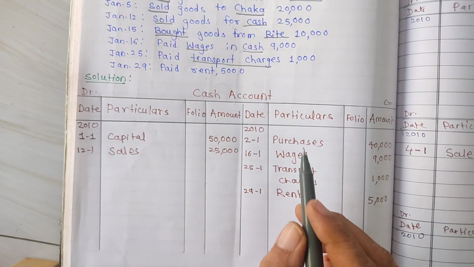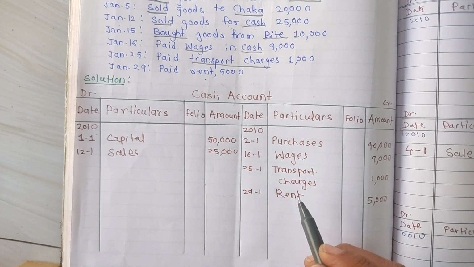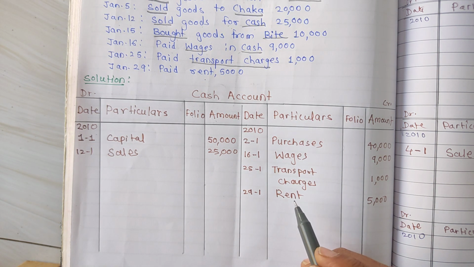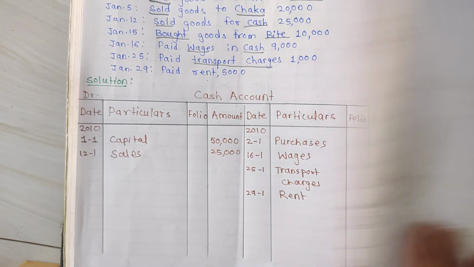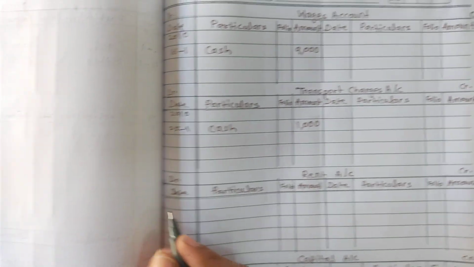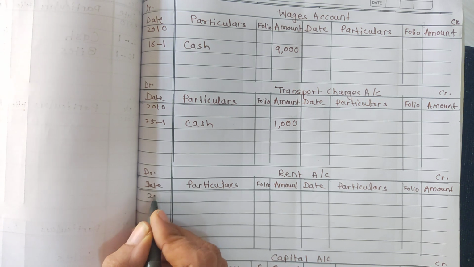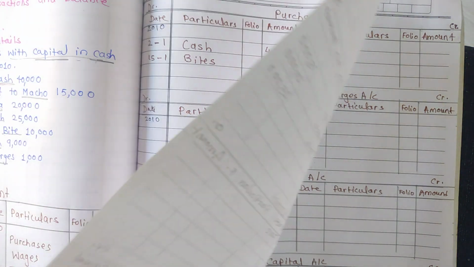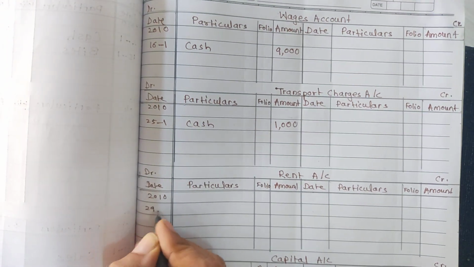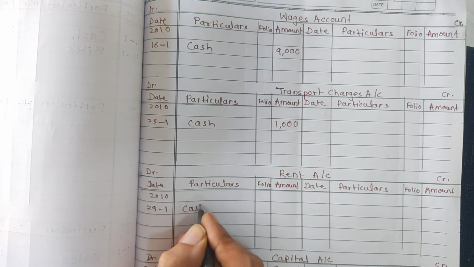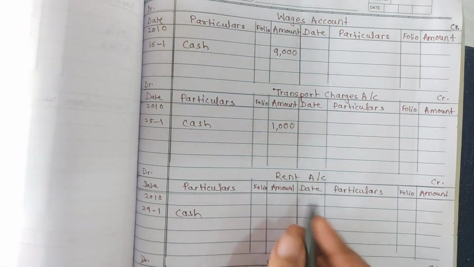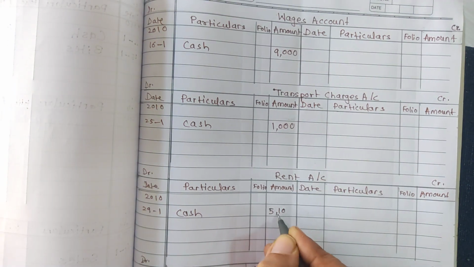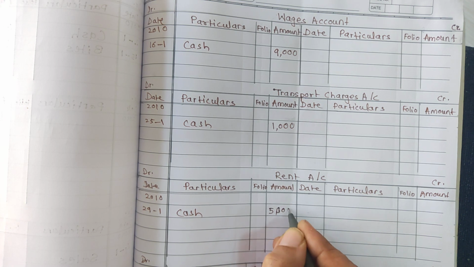So when we are giving effect in the cash account credit side, the rent account will have effect on the debit side. See, one effect will be on debit, one effect will be on credit side. This is the double entry system rule. So 29 January cash is going, so rent is 5,000.